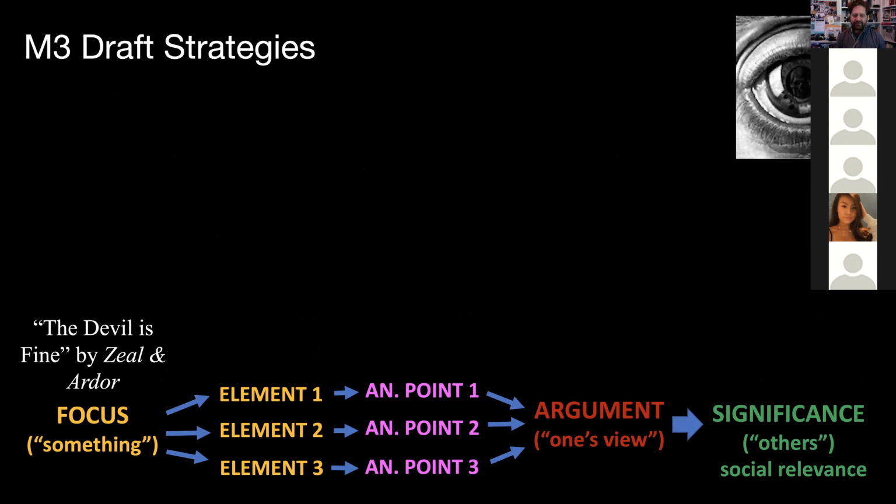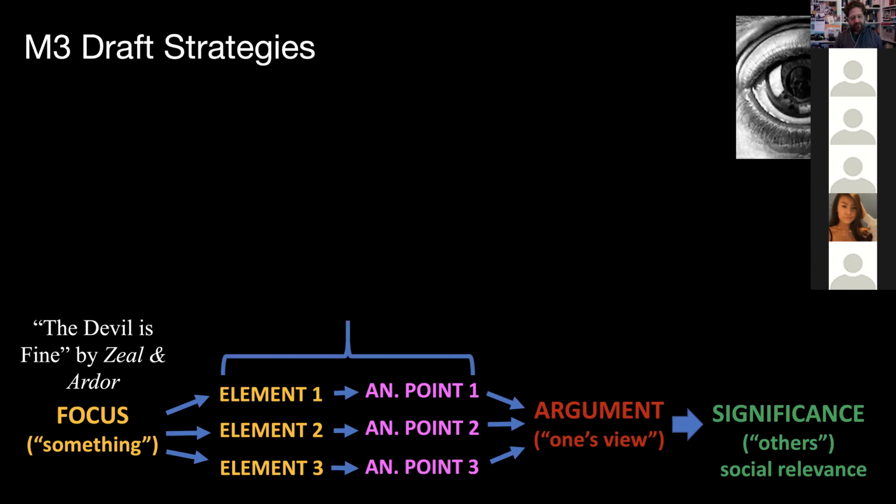I'm going to stick with this focus of The Devil is Fine, a song by Zeal and Ardor. Let's just say I'm writing an article about this. It's probably going to be much longer, like a 20 to 25 page article. But this is also the example that I use in the central claim worksheet that's on Canvas, so I'm going to stick with it. You don't need to know what the song sounds like or who Zeal and Ardor are. It's just a song by a band. They're a hard rock, heavy metal band, whatever you want to call them.